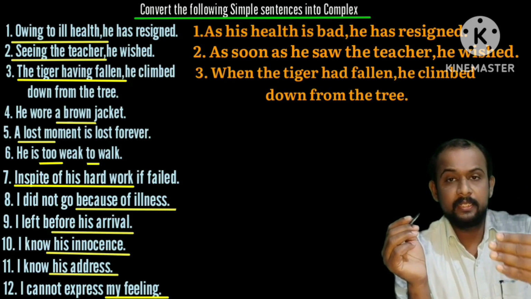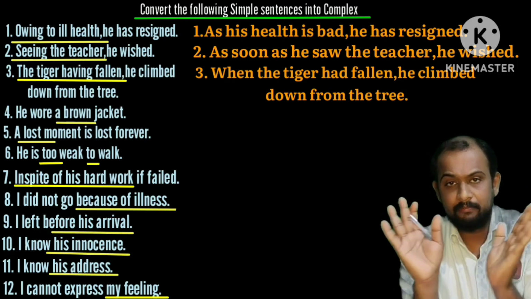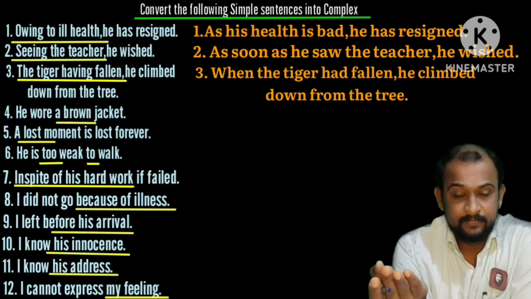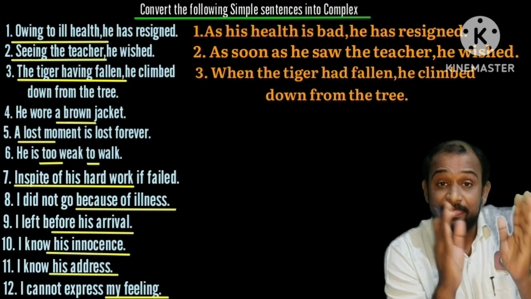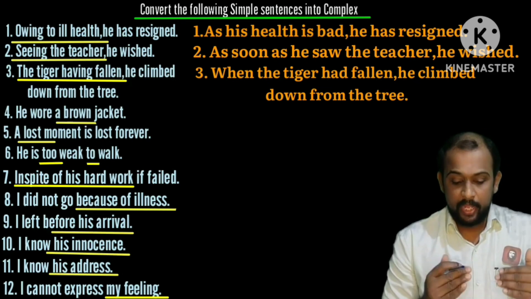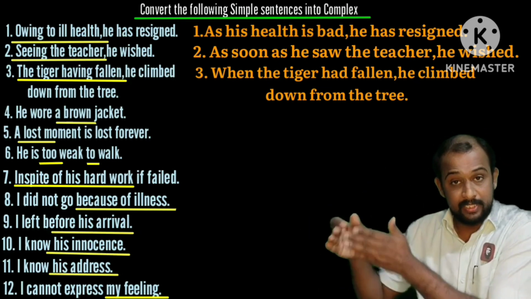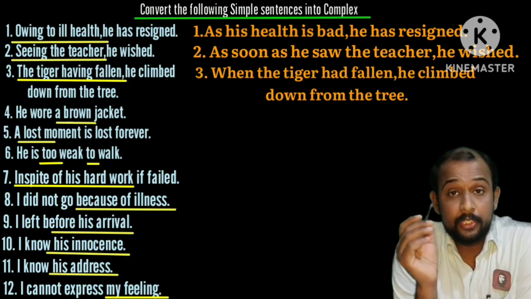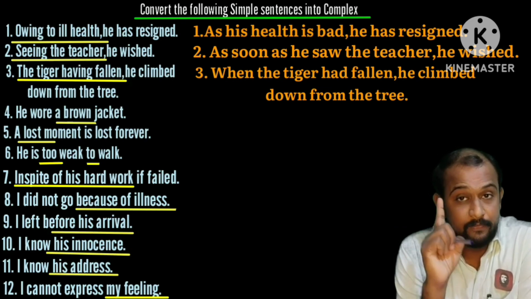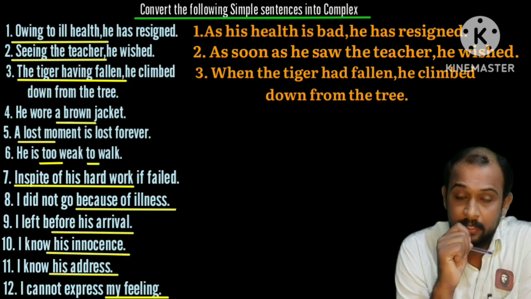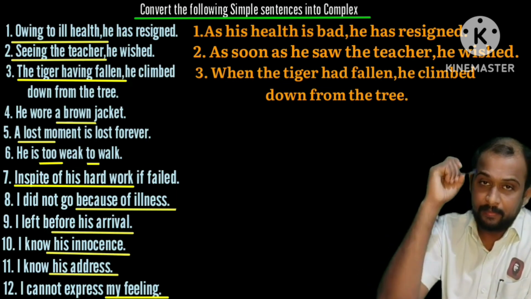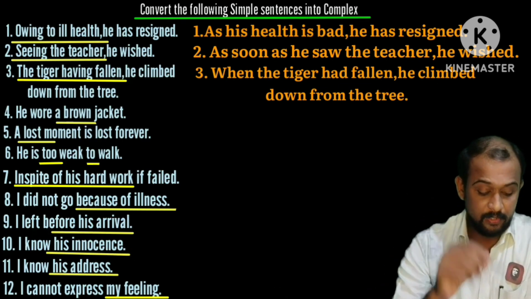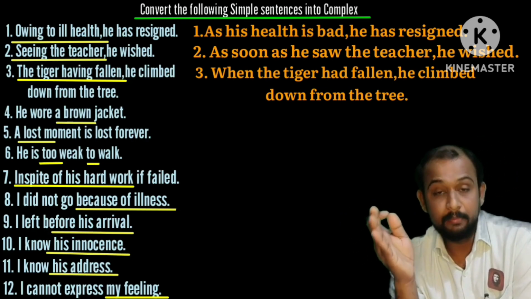You see in the first case, second case and third case, we have not touched the main clause. We have retained them as it is. We have converted only the phrases into clauses. The tiger having fallen had become when the tiger had fallen. Why had fallen? Because we have climbed down. See the main clause, it is in past tense, so here it should be past tense. Whatever clause you are going to introduce should be in the same tense as in the simple sentence. The simple sentence is in past tense, so the subclause you introduce must also be in past tense. And see here, when the tiger had fallen, he climbed down from the tree.